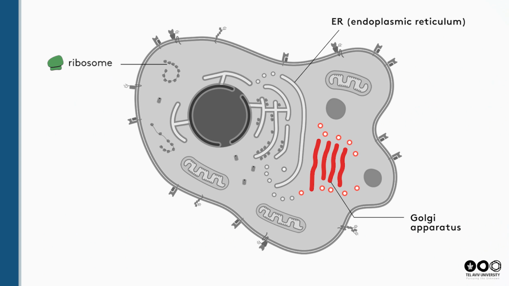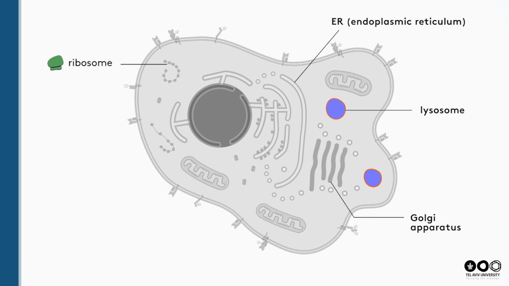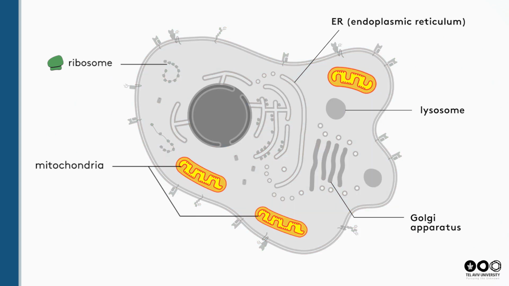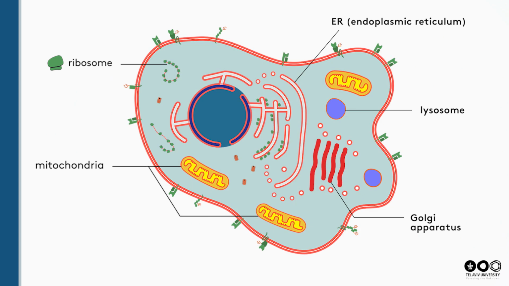Here, the proteins are shipped off to other organelles, such as lysosomes, or can even be exported out of the cell. All this activity requires energy, and the energy plants of the cells are the mitochondria. All the organelles are bathed in a fluid of the cell called cytoplasm.